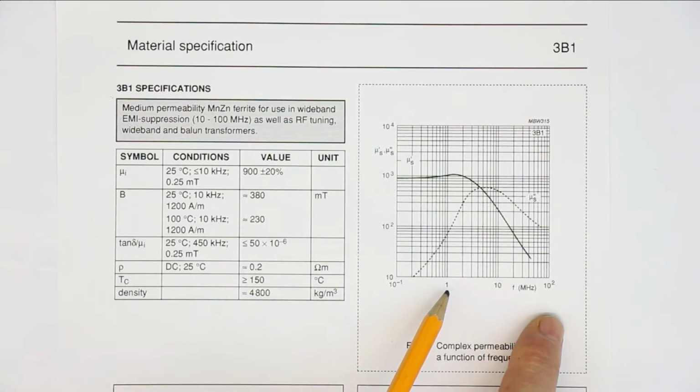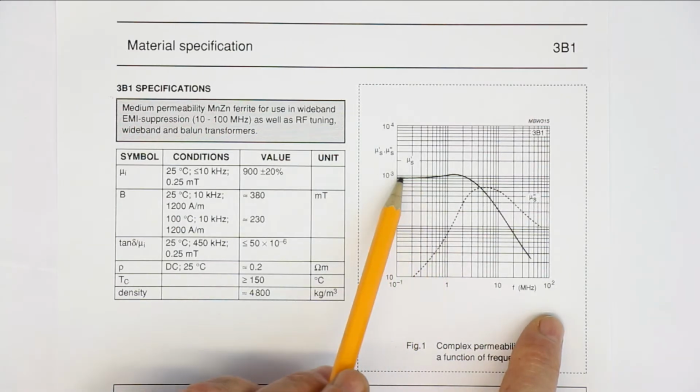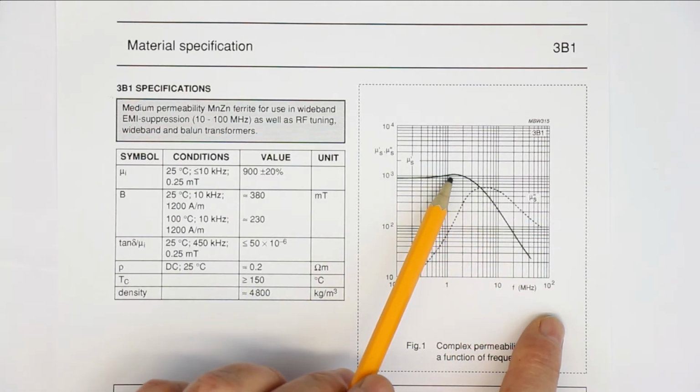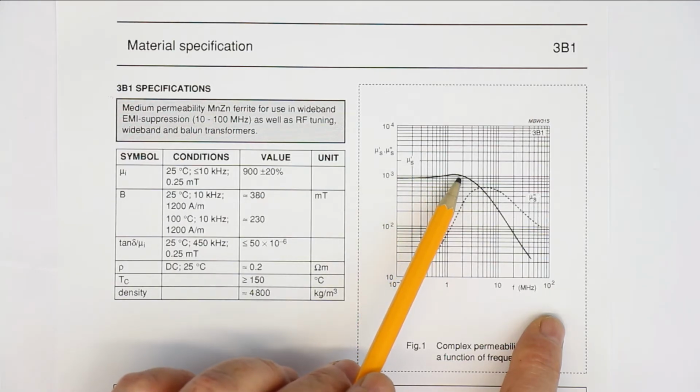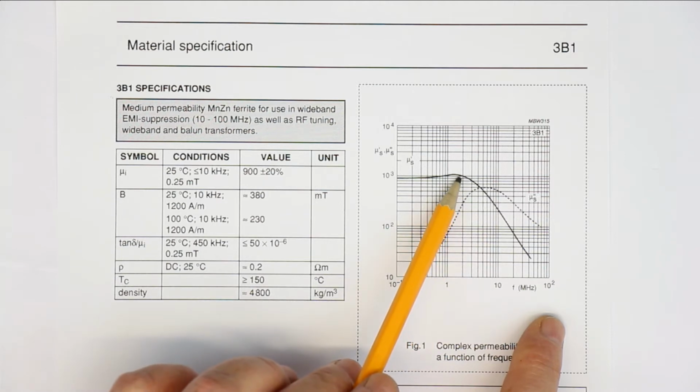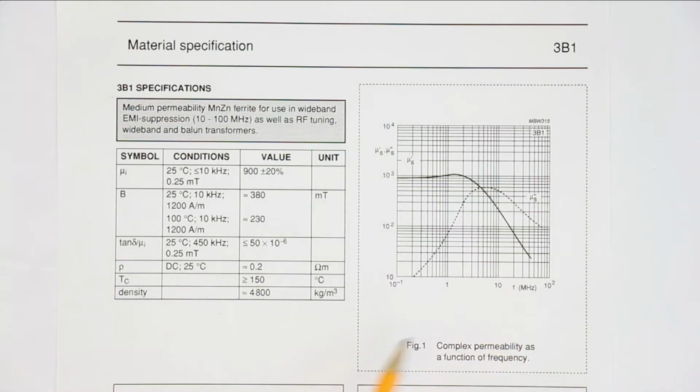And what we can see is that the heavy black line here shows the so-called real permeability. It starts to drop at about 2 megahertz, so this is the first indication that the material is not suitable for frequencies above 1 or 2 megahertz.